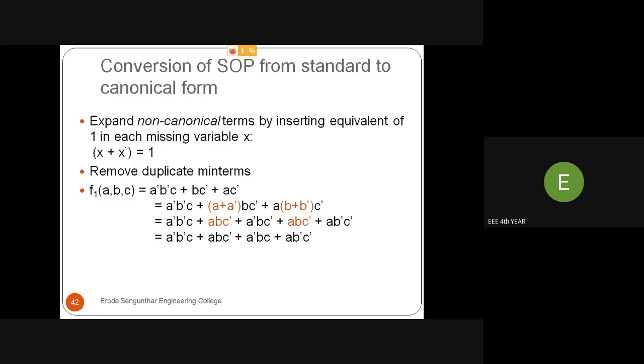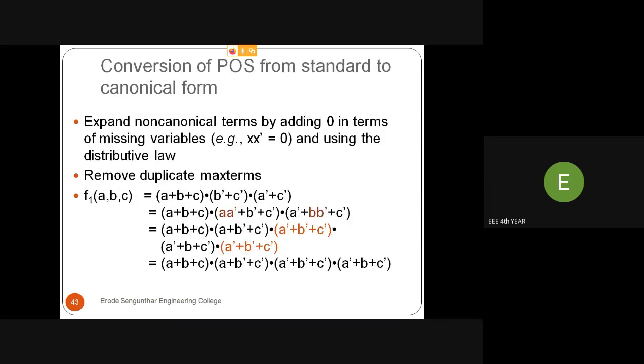This is the standard canonical form. Conversion of standard into canonical SOP form. For POS also we have the same method. Okay, there we have x plus x bar. Here we are using x into x bar equal to 0, removing the duplicate max terms.